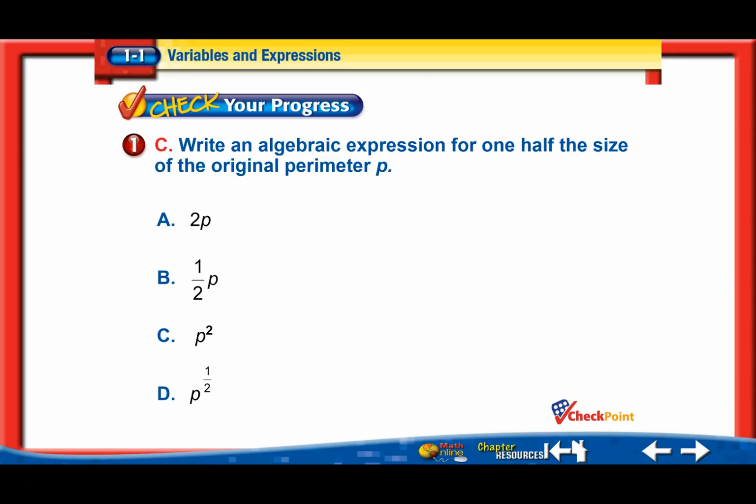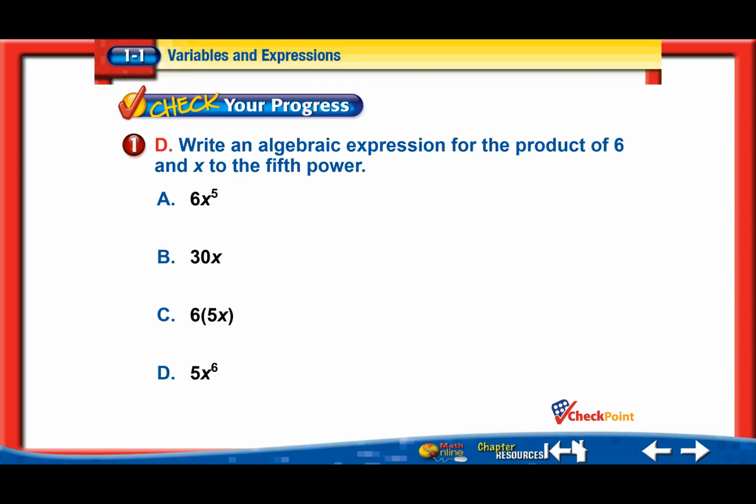Write an algebraic expression for 1/2 the size of the original perimeter P. So 1/2 the size is going to imply multiplication. So 1/2 times P. All right, so algebraic expression for the product of 6 and x to the 5th power. So product is multiplication, so this would be 6 times x to the 5th.